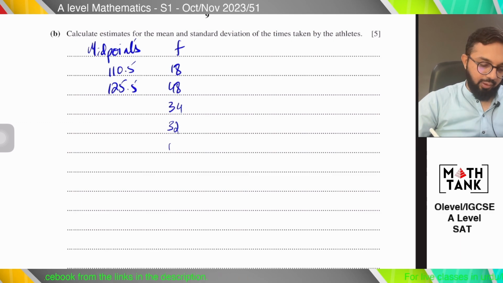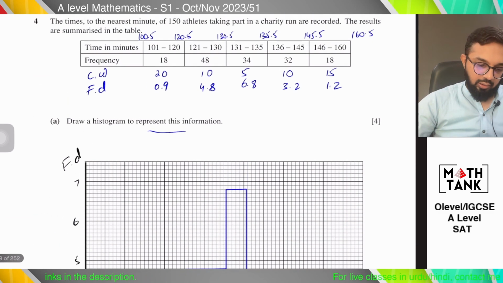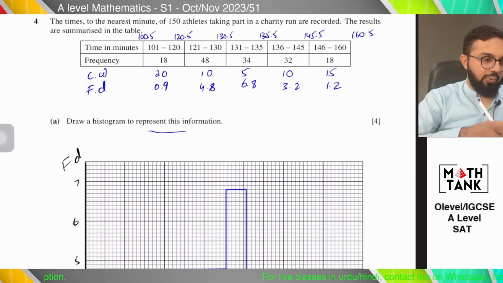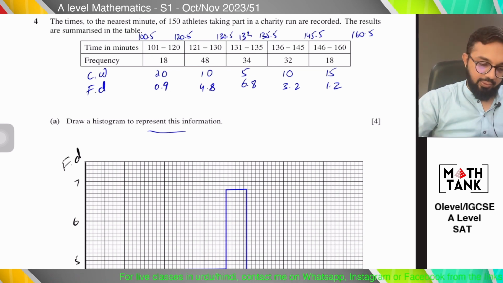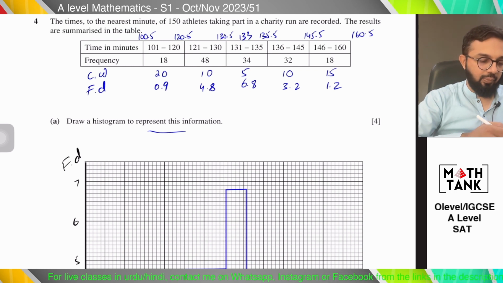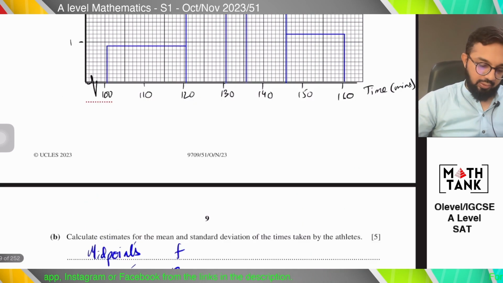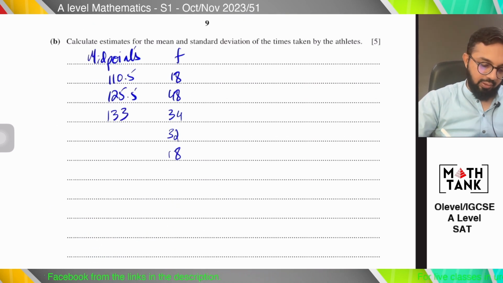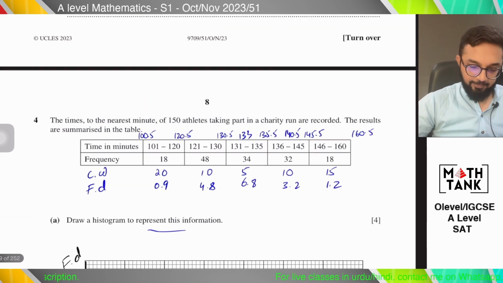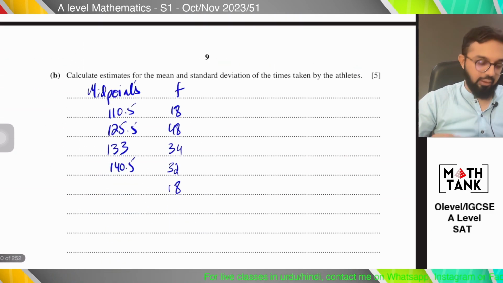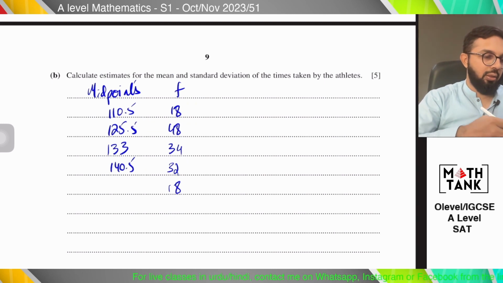And 131 plus 135 divided by 2 gives 133. Then 140.5 as a midpoint, so 133 and 140.5, 133 and 145. On the exam, you should do this so that you don't make a silly mistake. It's taking me long, but that is the ideal way of doing it.